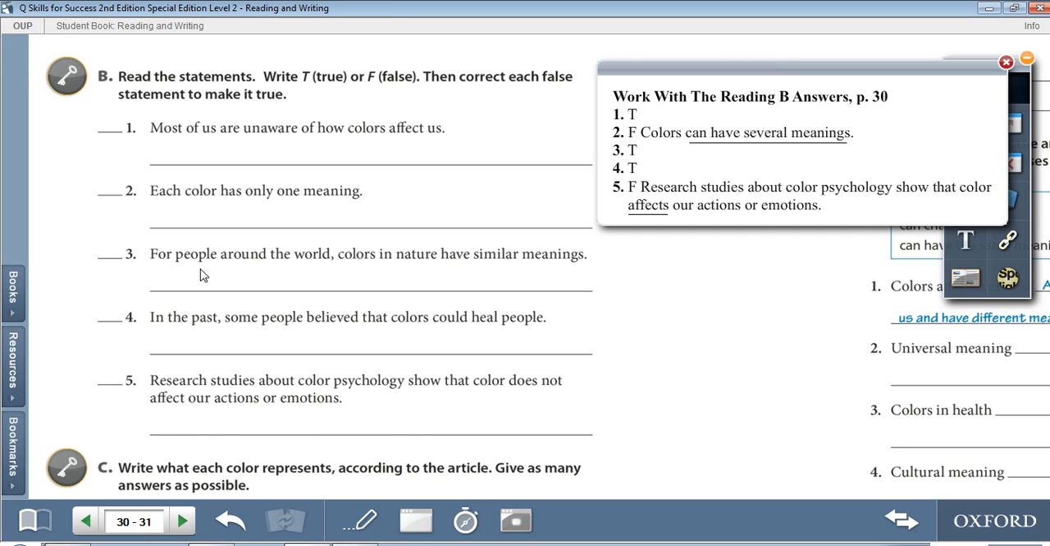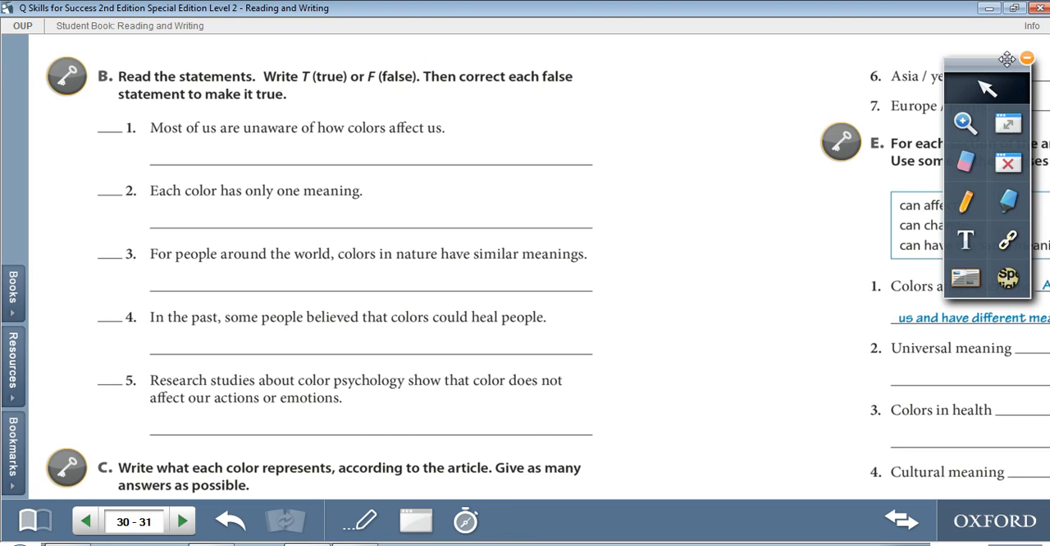3. For people around the world, colors in nature have similar meaning. True. 4. In the past, some people believed that colors could heal people. True. 5. Research studies about color psychology show that color does not affect our actions or emotions. False. It shows that color affects our actions or emotions.